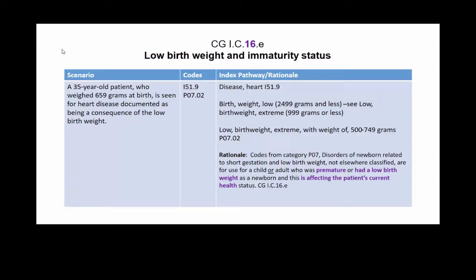And the reason why this is coded is because in the guidelines it tells us if a patient, either child or adult, very important to note there, child or adult, was premature or had a low birth weight as a newborn, and this is affecting that patient's current health status, we can pull codes from Chapter 16. You see there's a lot of rules around when we can use Chapter 16 codes, so it's important to remember these guidelines.